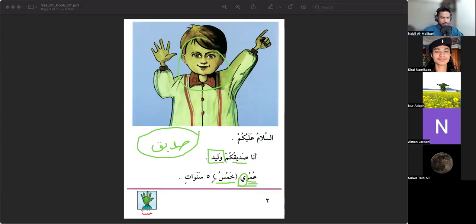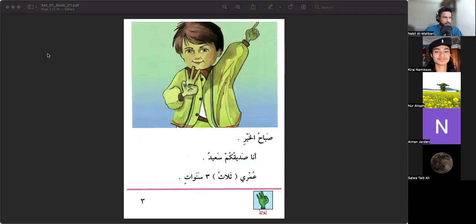This is how you spell the number. This is the number itself, referring to number 5. He's saying, my age is 5 years old. Sanawat, from the word sana. Sana means year. Sanawat is the plural form. So Waleed is saying that he is 5 years old. Okay, next one on the list. Akila. Faddali.